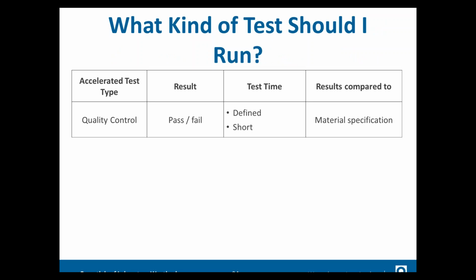So we're going to talk about 4 different types of tests. When we talk about weathering, we think every test program can fall into really 4 different categories. The first category is quality control. This is designed to be a short, easy to run, low-cost test that you can run on every lot of material. And really what you're looking for is catastrophic failure in the formulation of the part.